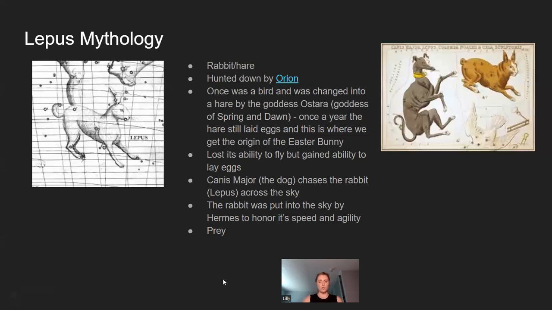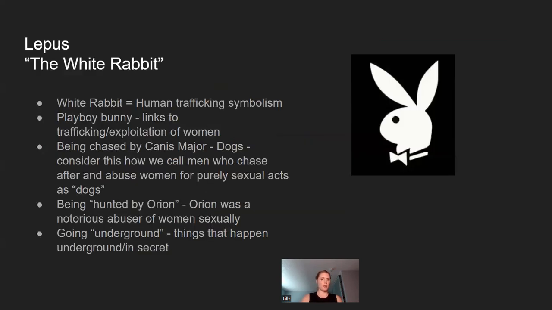So again, a lot of different mythologies here, so take what resonates. If they all resonate, great. If one does, great. So the white rabbit actually is a human trafficking symbolism. If you look at the Playboy symbolism here, it links to trafficking and exploitation of women, being chased down by Canis Major dogs. Consider this: how we call men who chase after and abuse women purely for sexual acts dogs.